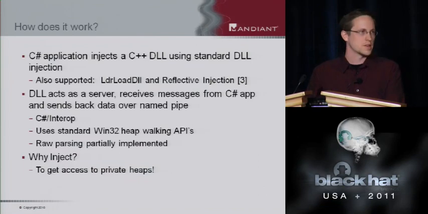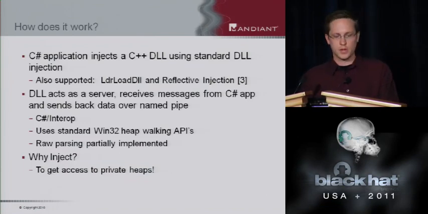So you may ask, why do you inject in the process? Why don't you just use existing Windows APIs? Because an external process can't access another process' private heaps without being in that process address space.